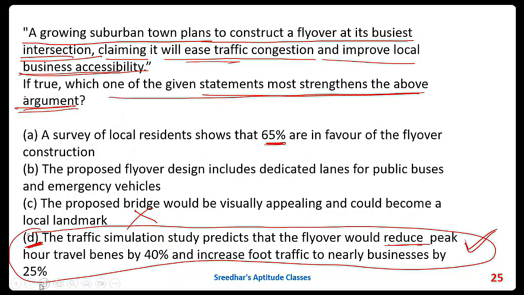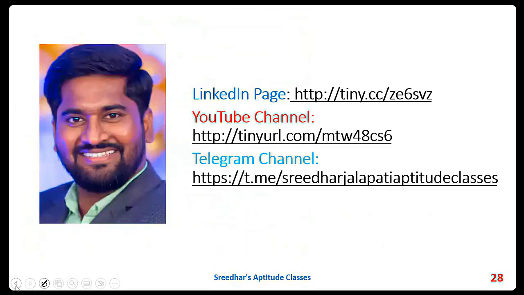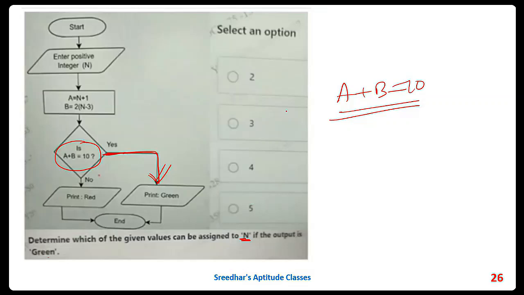Yes, the last one, flowchart. I think we have one more also, last but one. Here is the question. Determine which of the given values can be assigned to n if the output is green. When do you get output green? In this way. To get the output green, this condition has to be true. What is that? A plus B equal to 10 has to be true. For which value of n will you get A plus B as 10?